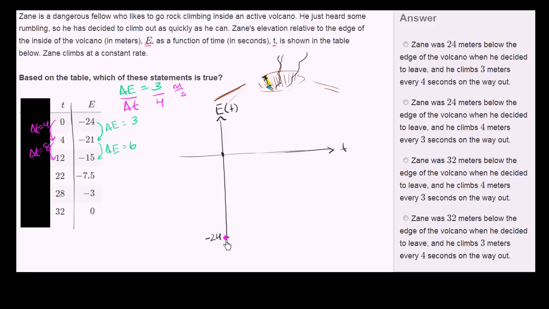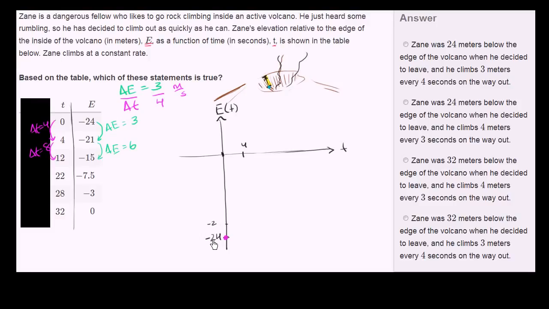So let's plot a few of these points. When time is 0, his elevation is negative 24. When time is 4, it's right over there, his elevation is negative 21. Let's say it looks something like this, negative 21. And so his elevation as a function of time is going to look something like this. And let me actually draw it a little bit more to scale.